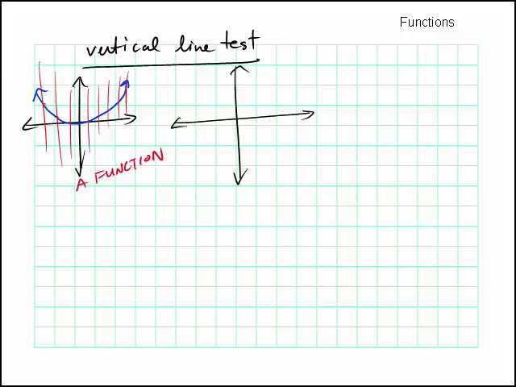If we have something like this, then if we were to apply the vertical line test here, what happens? It crossed through the curve more than once. It crossed through here and here. And since it did cross more than once, we would say that this is not a function.